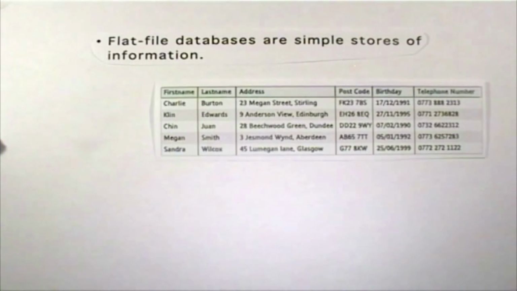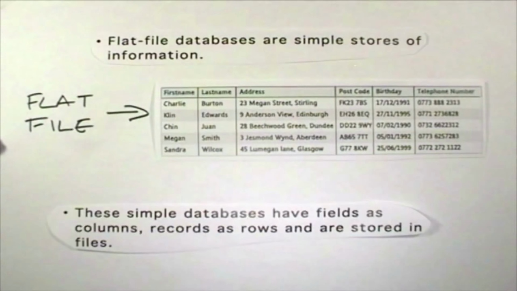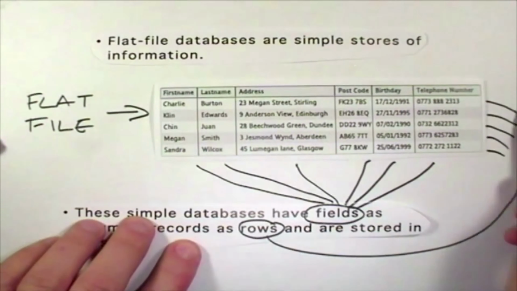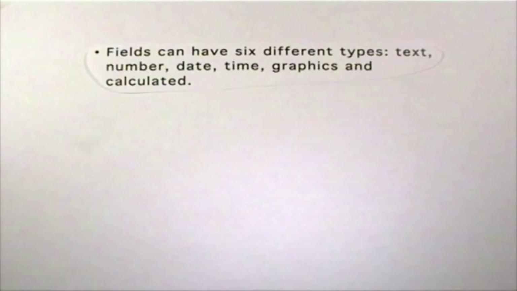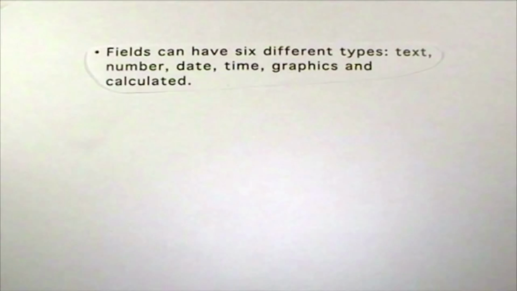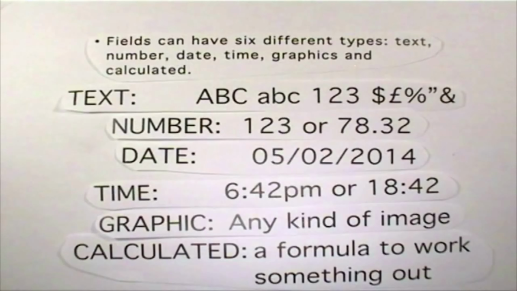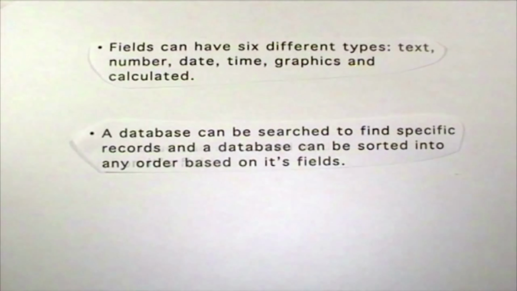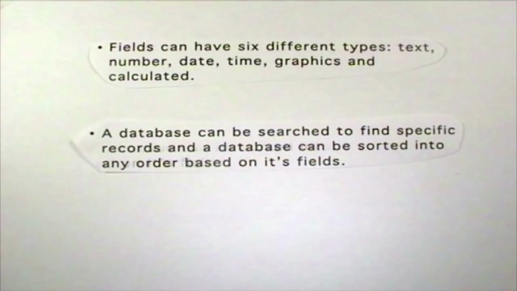So some things to remember. Flat file databases are simple stores of information. These simple databases have fields as columns, records as rows, and are stored in files. Fields can have 6 different types: text, number, date, time, graphics, and calculated. A database can be searched to find specific records, and a database can be sorted into any order based on its fields.